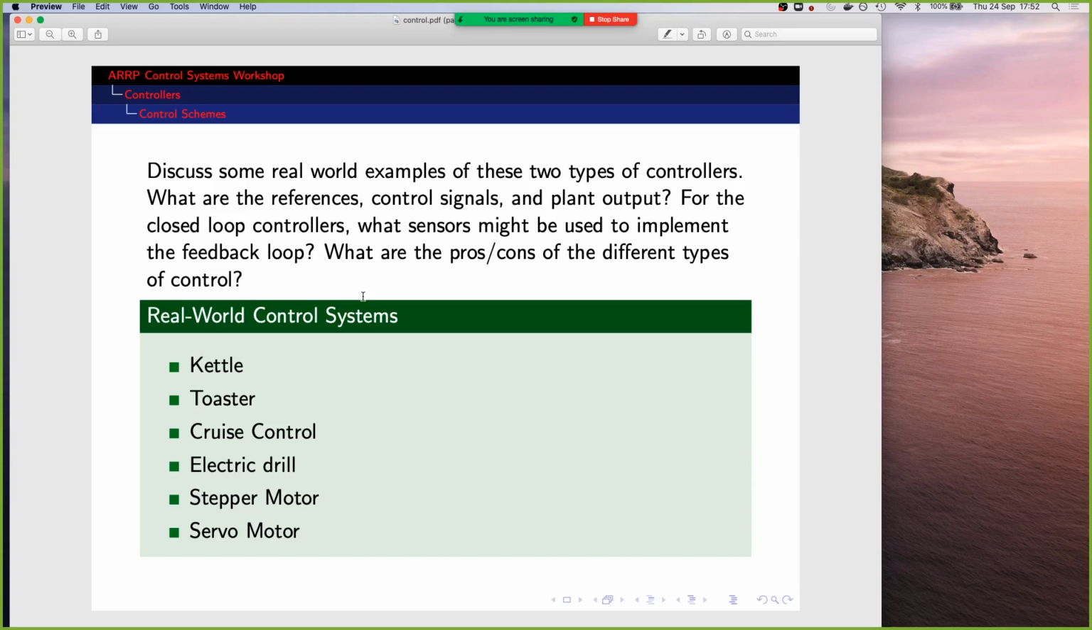Anyone have any other ideas of control systems that they've seen? Open loop, closed loop. Thermostats is a classic one. Yep. Closed loop or open loop? Yeah, there'll be some sort of temperature sensor there. I also like the idea of humans as a control loop, right? We are very good feedback systems for a closed loop controller.